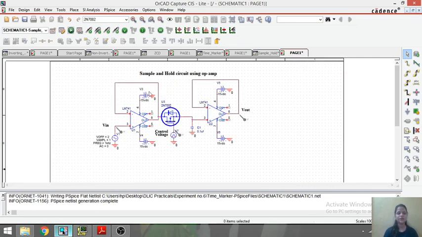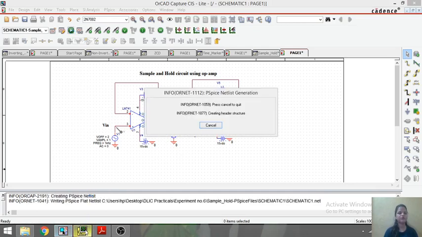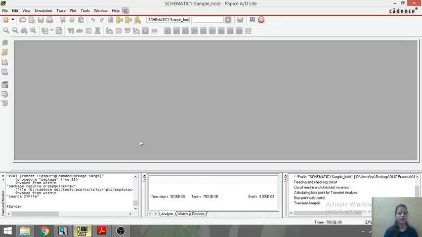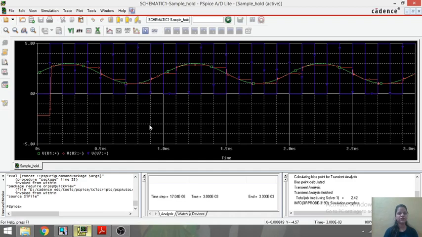So close this. Then next one, the last part of this experiment, is the sample and hold circuit. Here also I already made a circuit for the sample and hold circuit. The main component is the MOSFET. It is here. We are giving the control voltage to the MOSFET and we are giving V amplitude as 1 volt, frequency is 1 kHz and taking the output from this. So let us run this to check the output. Here you can see the output.